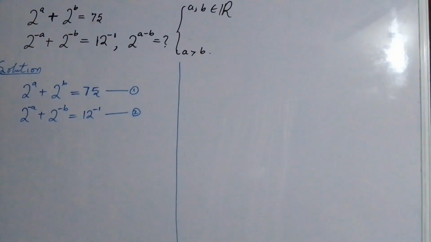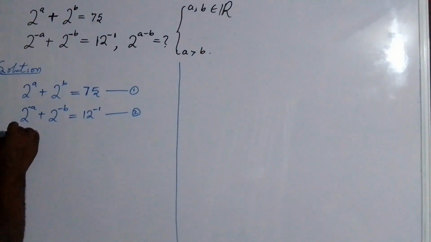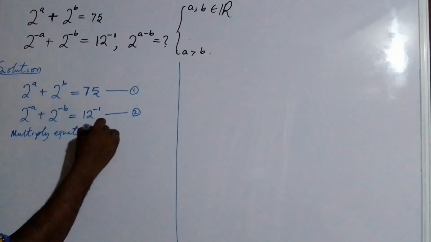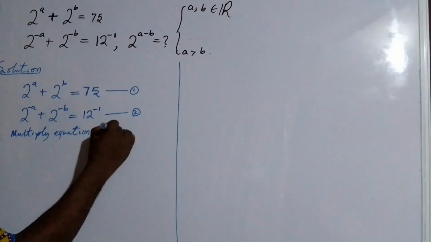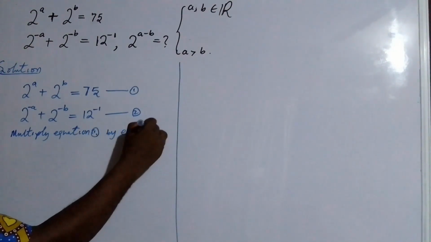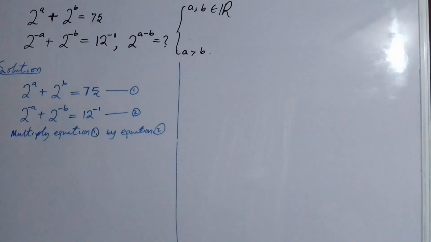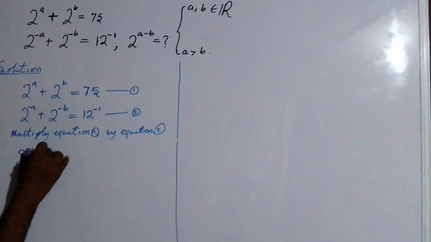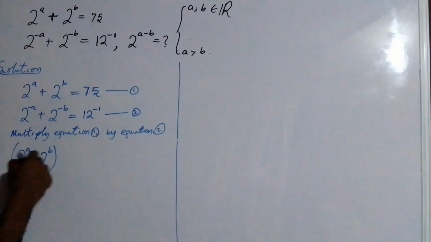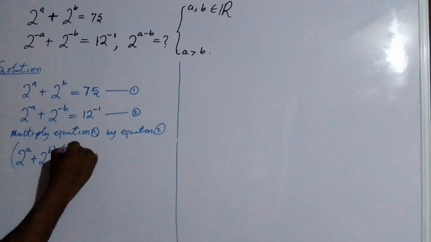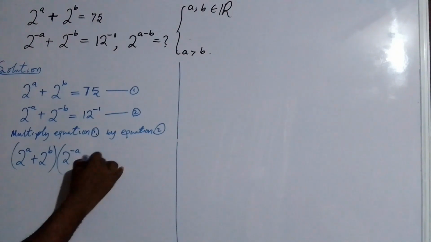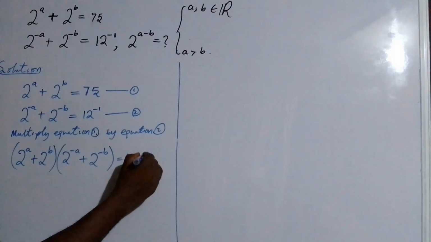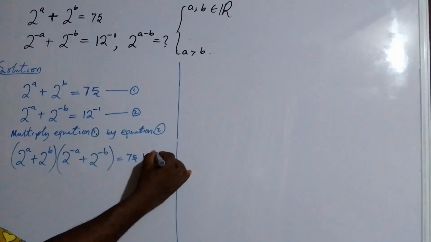Alright, so what I have to do now is to multiply equation 1 by equation 2. And so I'm going to have (2^a + 2^b) multiplied by (2^(-a) + 2^(-b)) equal to 75 multiplied by 12^(-1).